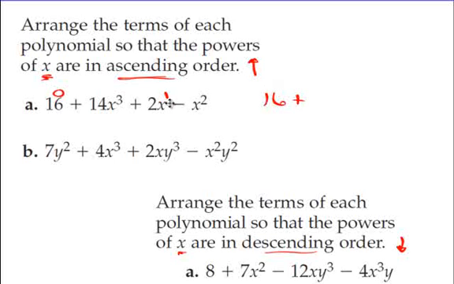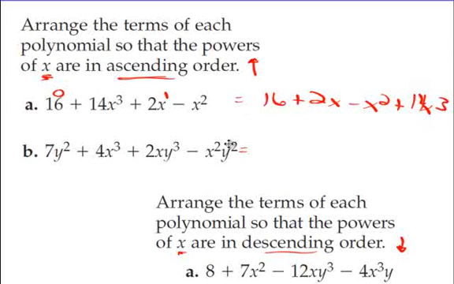After 0 will be 1, 2x. After that would be minus x squared. I'm going to keep the sign with, and plus 14x to the third. So these are equivalent.